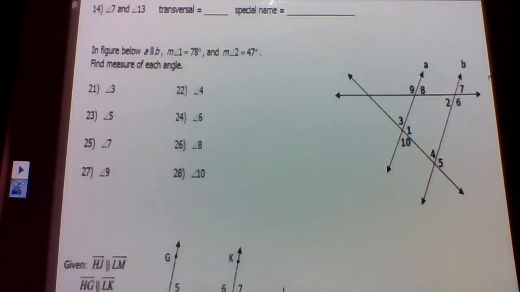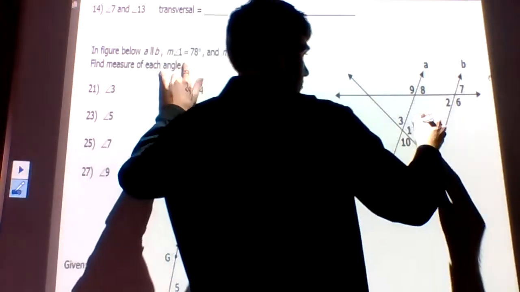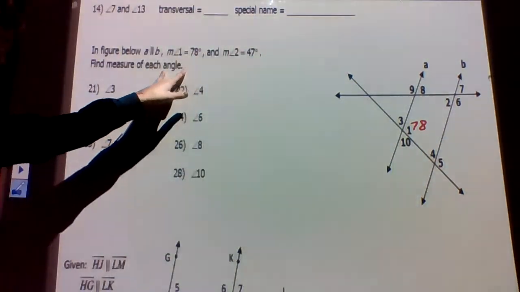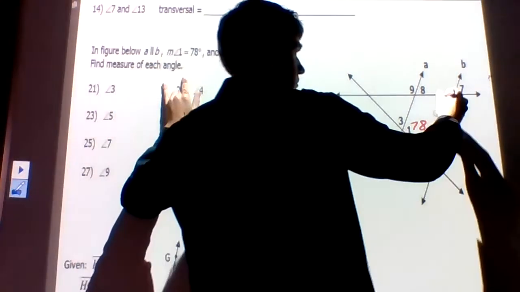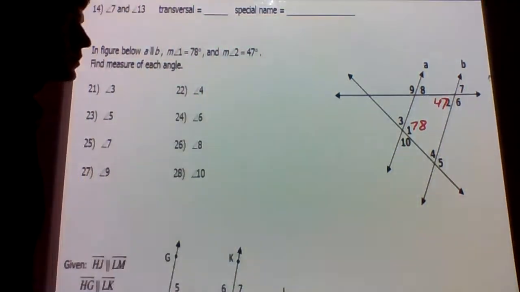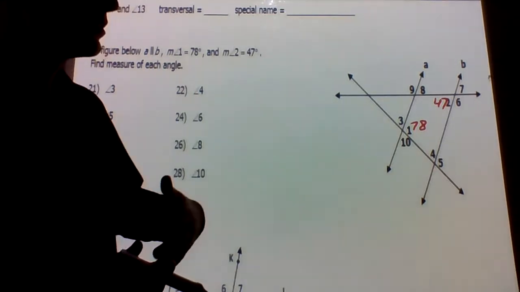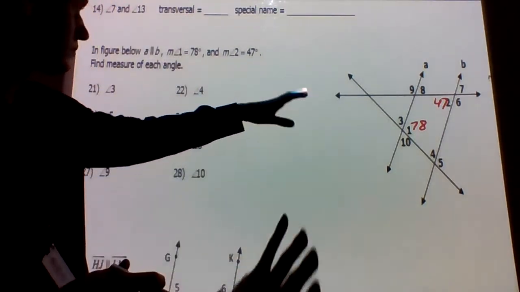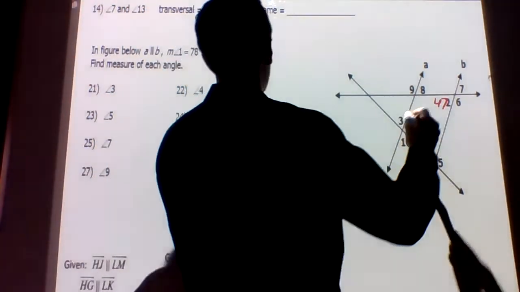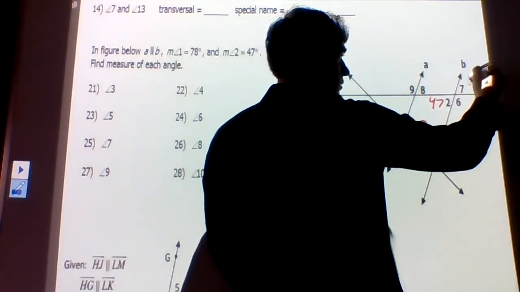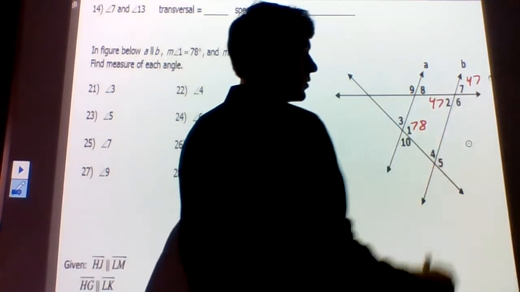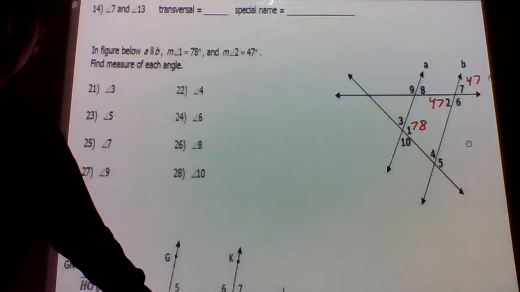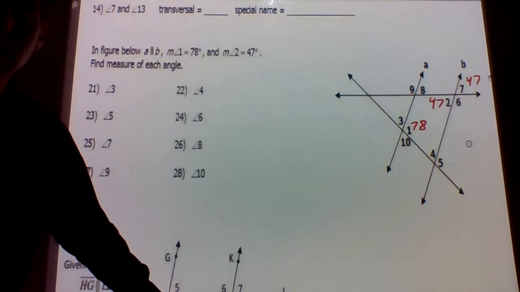Okay. So in the figure below, A is parallel to B. The measure of angle 1 is 78. The measure of angle 2 is 47. We're going to find the measure of all the angles. So again, let's really look for vertical and linear first. So I'm not going to worry about this right now. Let's just fill in what we have. So this is 47. We know this is vertical, so that's 47. We know this is a linear pair, so that's 180 minus 47, which is going to be 133.